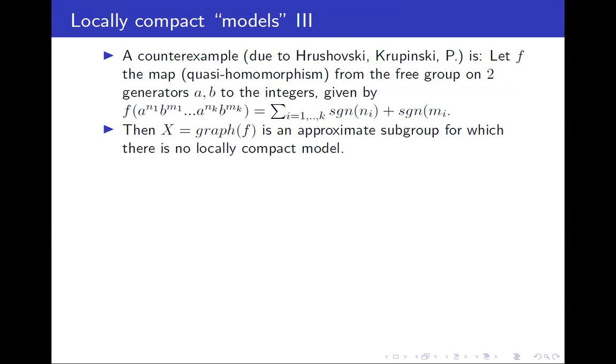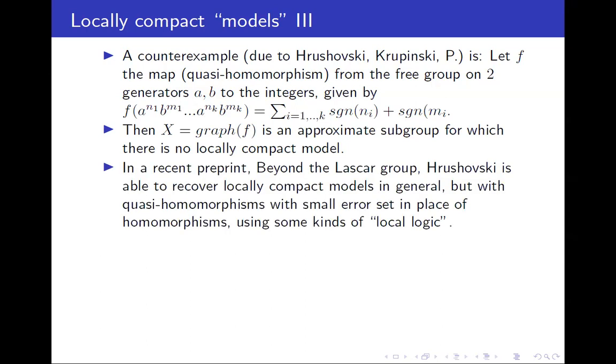So anyway, then X will be the graph of F, an approximate subgroup of F2 cross Z, for which there's no locally compact model. And we proved this in some paper which appeared in Selecta recently. Now, in a recent preprint called Beyond the Lascar Group, which is a very model theoretic paper, extremely logical paper. But I mean, logical, I don't mean just it makes logical sense, I mean, it's not logical, as we have to say sometimes.